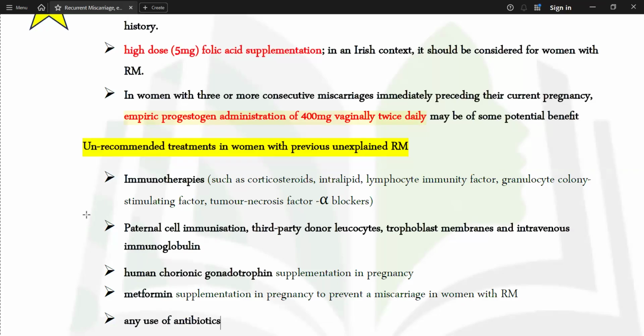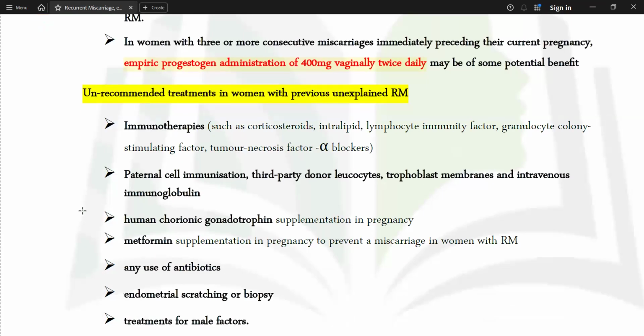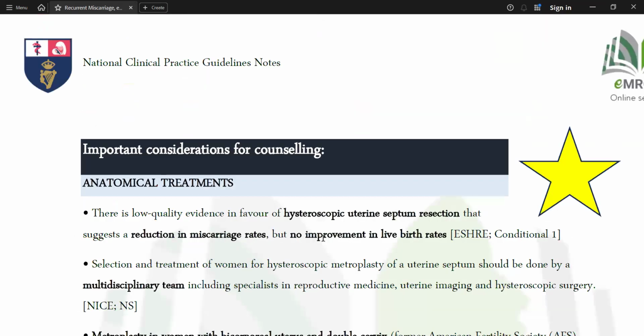Okay, whether it was immunotherapies or HCG or something like empirically for PCO, this is not going to help with miscarriage. Some of those treatments could be good for a case of subfertility, but not for miscarriages. Okay, so don't confuse this with that.